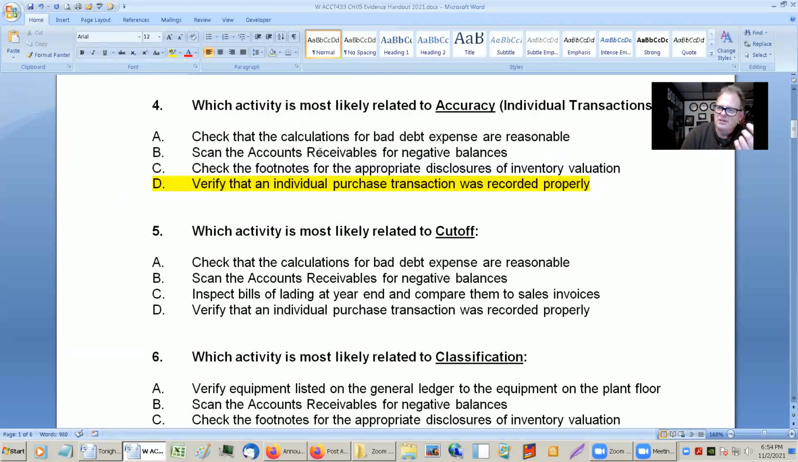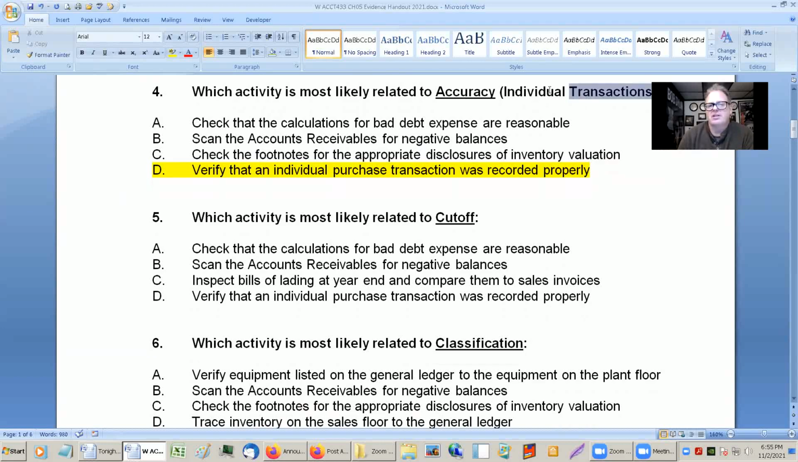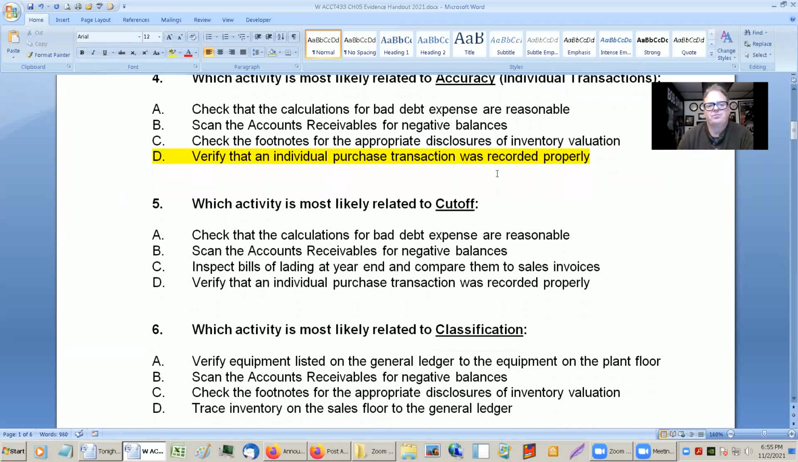And I think I told you this, but unfortunately, the AICPA's directions for the test are to pick the best answer, so you can actually have 2 or 3 answers that are correct. But they want you to pick the best one, which is a judgment call. Anyway, again, this is for individual transactions. They're reported properly.